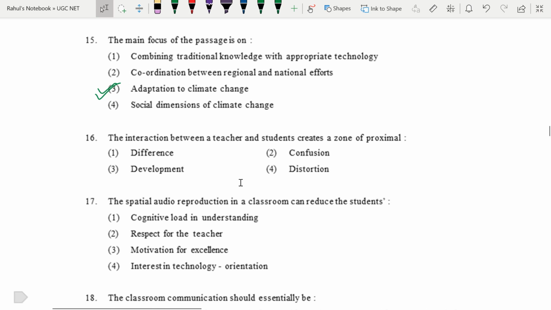The interaction between a teacher and student creates a zone of proximal. Option A, difference. Option B, confusion. Option C, development. Option D, distortion. So the interaction between teacher and students creates a zone of proximal development. Option 3 is the most suitable answer.